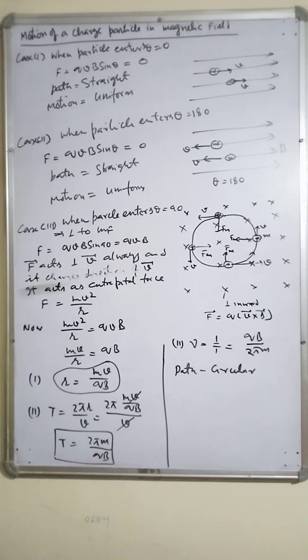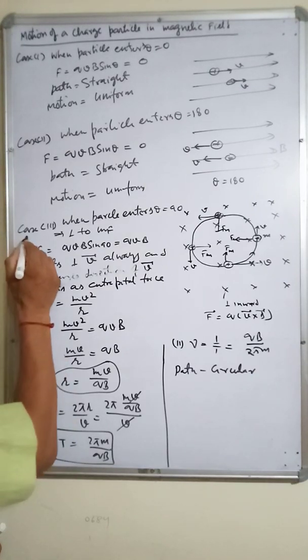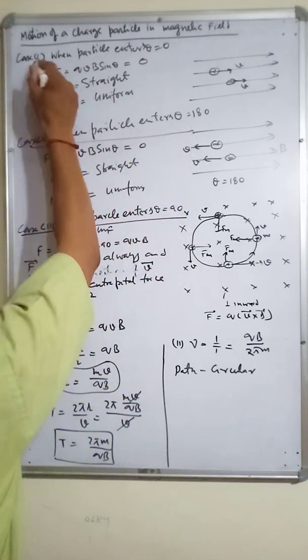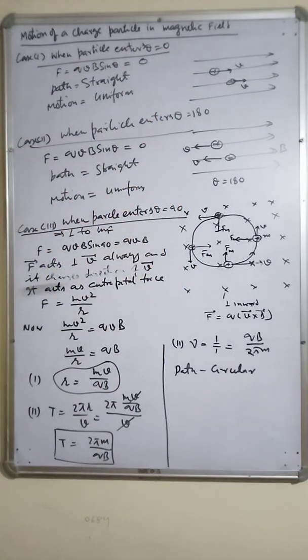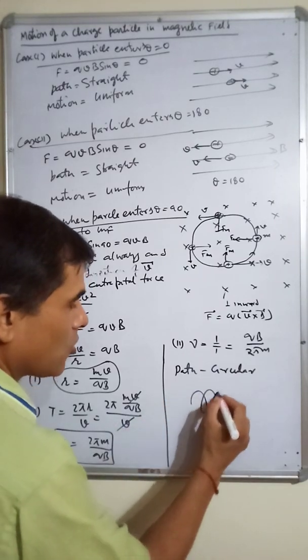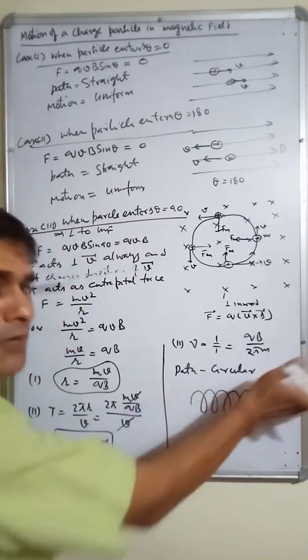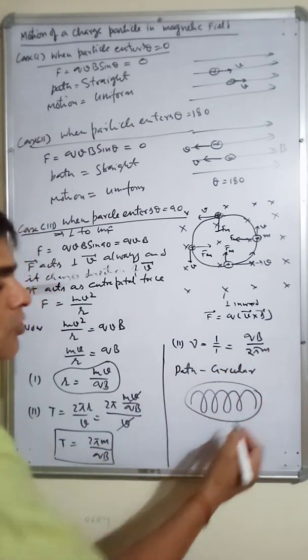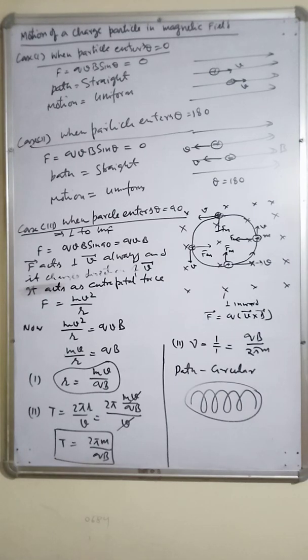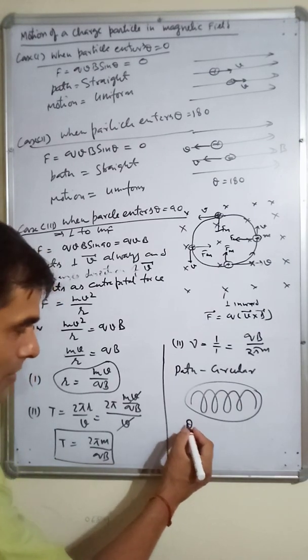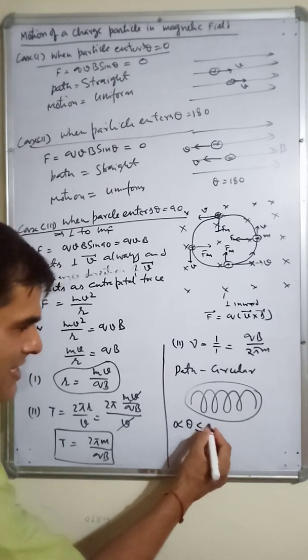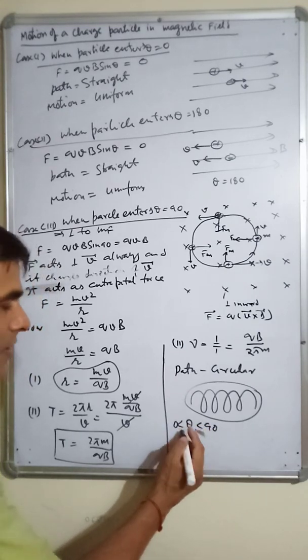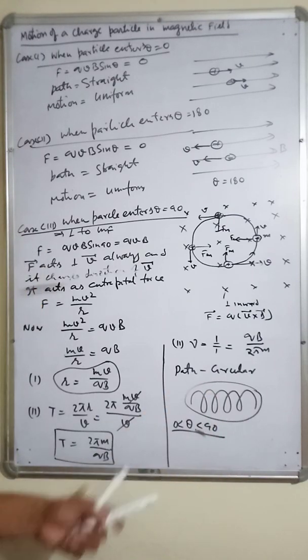We have discussed one case of 90 degrees, one case of 180, one case of 0 degrees. In the case other than these three angles, the path of the charged particle will be helical. Helical means the charged particle will not only move in the circular path but also move along the magnetic field. Magnetic field के along भी जाएगा, so because of the combined motion of these two motions, it moves in a helical path. So when the charged particle moves at an angle greater than 0 and less than 90, its path will be helical, right? So we will discuss it in a separate video. Thank you.